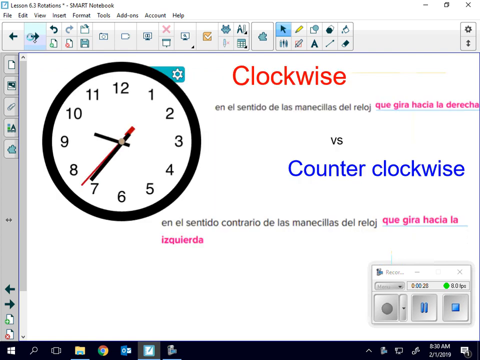Now to do this, we have to make sure we know the difference between clockwise and counterclockwise. You know what a clock looks like, and you know which way a clock goes. It goes around this way, right? So this is called clockwise when we go in this direction, all right? Counterclockwise would just be the opposite, so the way that a clock doesn't go. This is counterclockwise. Okay, so just make sure you know the difference between clockwise and counterclockwise.